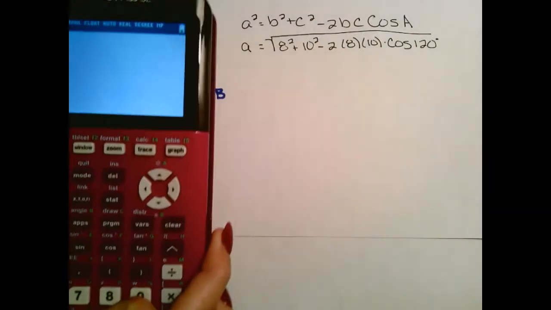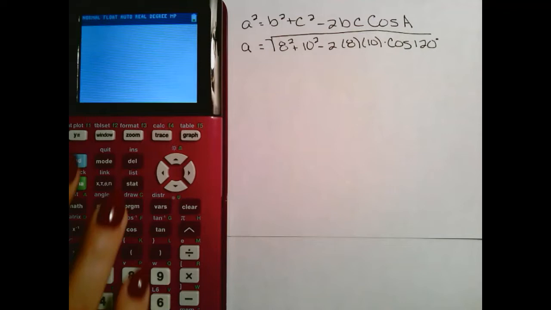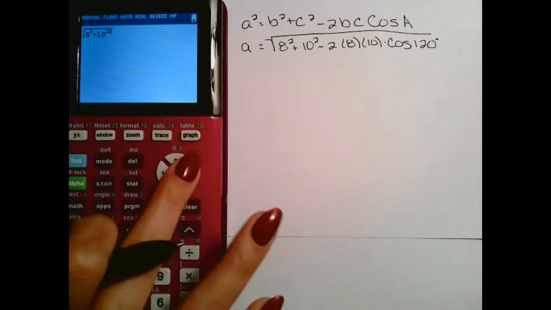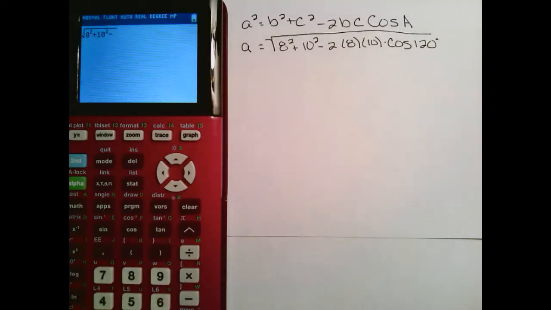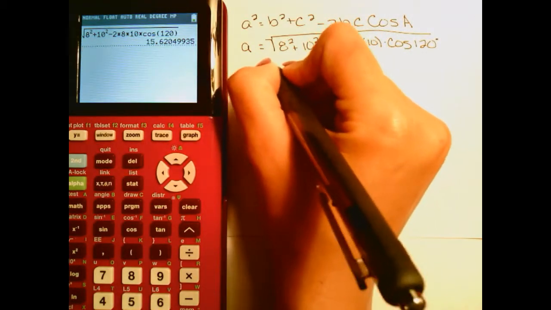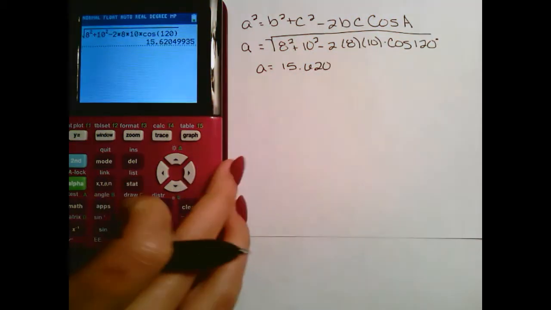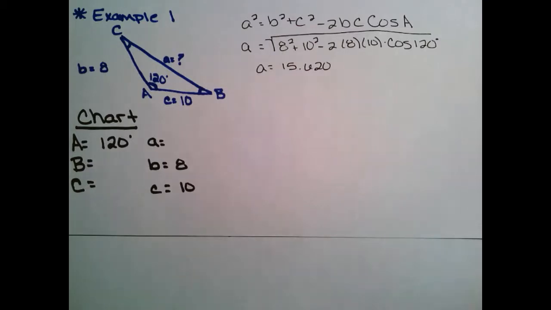All right, now I'm going to bring in my calculator and fill it all in. Make sure you're scooting right after all of those squares, or else you will stay stuck up there in the exponent. All right, and we press enter, and we have that side A is 15.620. All right, let's fill that in.